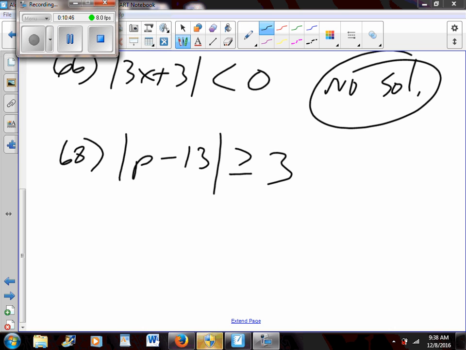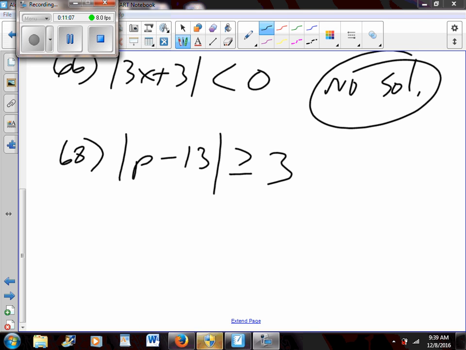Absolute value of p minus 13 greater than or equal to 3. Now, with the inequality symbols, depending on the direction that they point, this thing is either going to behave like an and or an or when it comes to compound inequality. How is this one going to behave? Like an and or an or? Is it an and or an or?